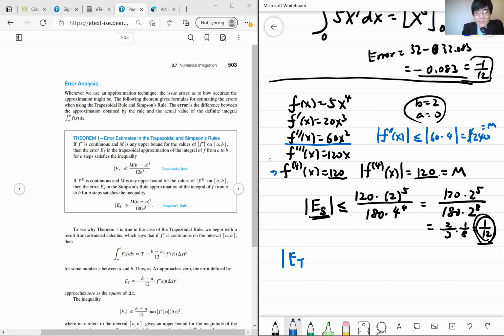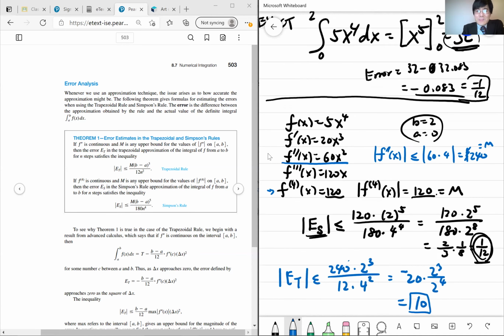So the error by the trapezoidal rule is going to be 240 times 2 cubed over 12 times the number of intervals, which was 4, so 4 squared. So this is going to be 20 times 2 cubed over 2 to the power of 4, and so it's going to be 10. That doesn't sound good. So the error could be as big as 10.